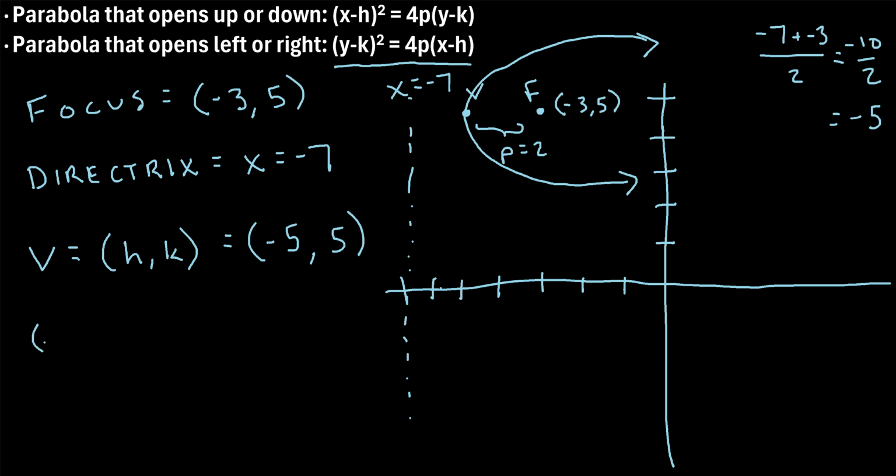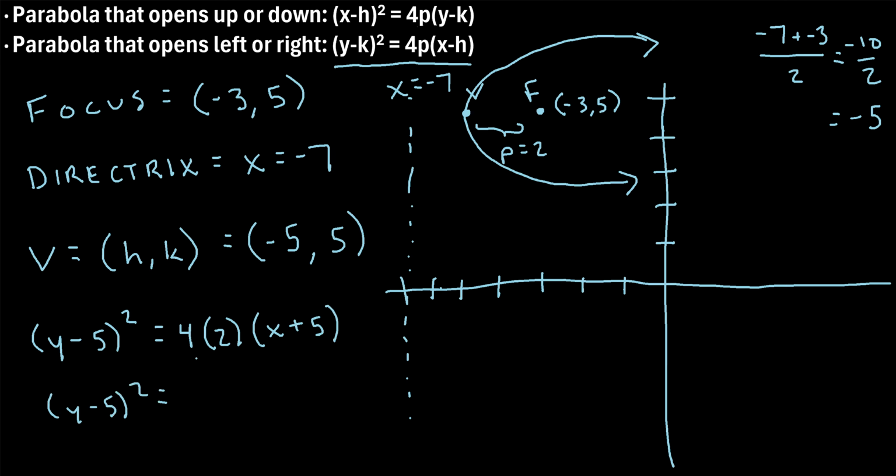So we have y minus k, k we said is 5, y minus 5 squared is equal to 4 times p, 4 times p we just said was 2, times x minus h. H is negative 5, so x minus a negative 5, that would be plus 5. So our final solution we can write as y minus 5 squared is equal to 4 times 2 is 8 times x plus 5. This is the equation of the parabola.